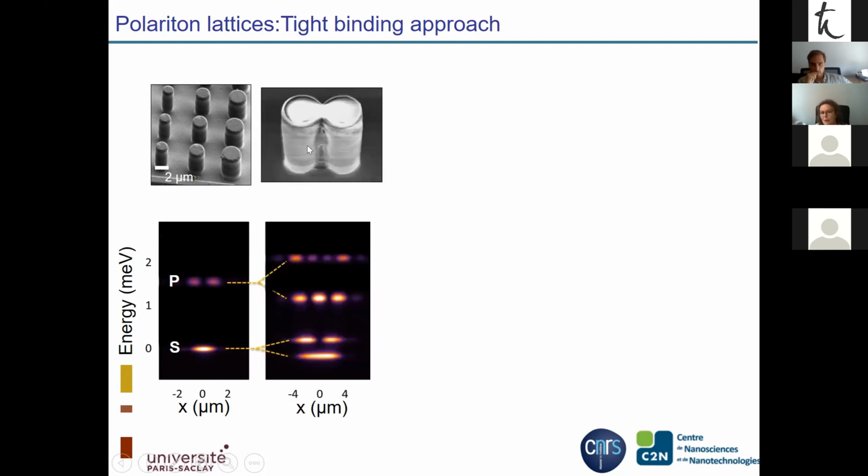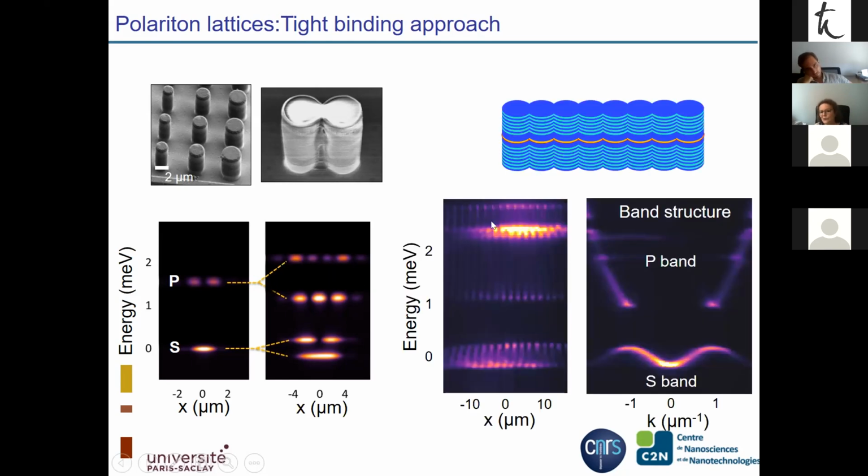Then if we couple two of these pillars, we will hybridize the two lowest energy modes and get bonding and anti-bonding orbitals for this two-atom molecule. And then we will also hybridize the p orbitals. So it's really like a photonic molecule. And then if we go for a larger system, we get extended states for the s band and the p bands. And if we look as a function of angle, we directly see the band that we have fabricated.